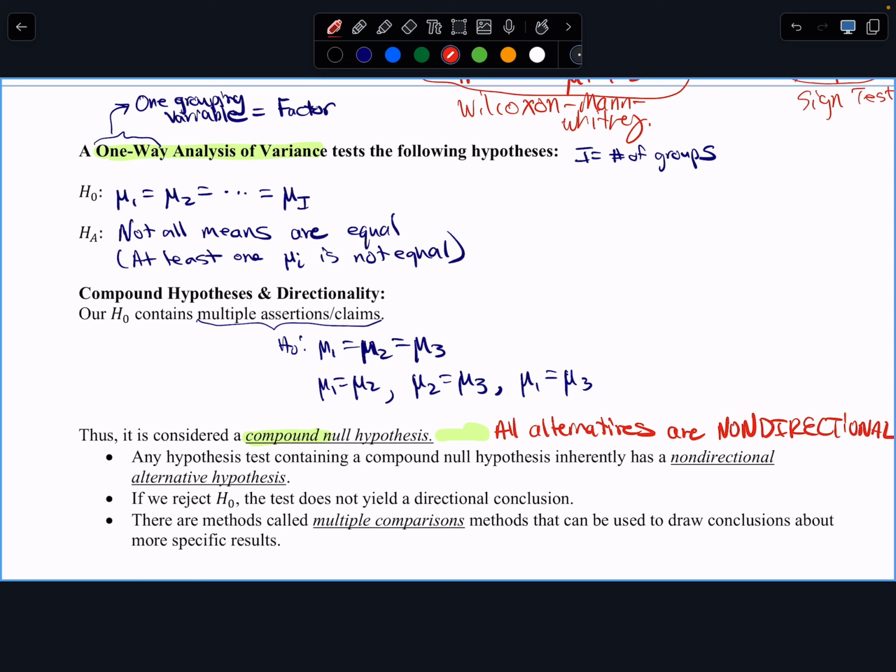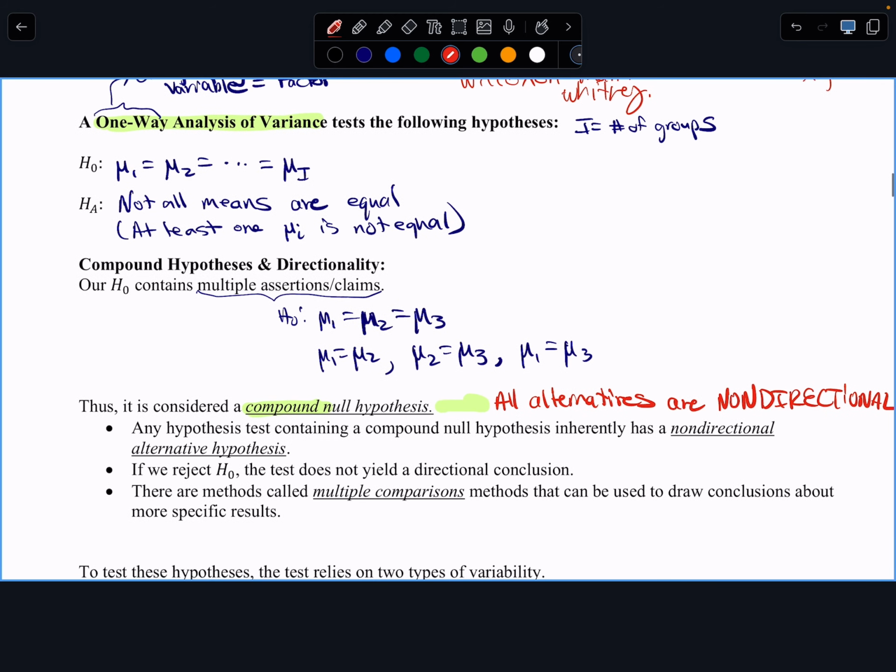The means are different. But there are some multiple comparison methods that you can use to make some directional claims, but that's after you conduct this test. If you look in your textbook, there's a whole section called multiple comparisons. We're not going to look at that in this course, but you can read it, you have the textbook, if you wanted to make directional claims.